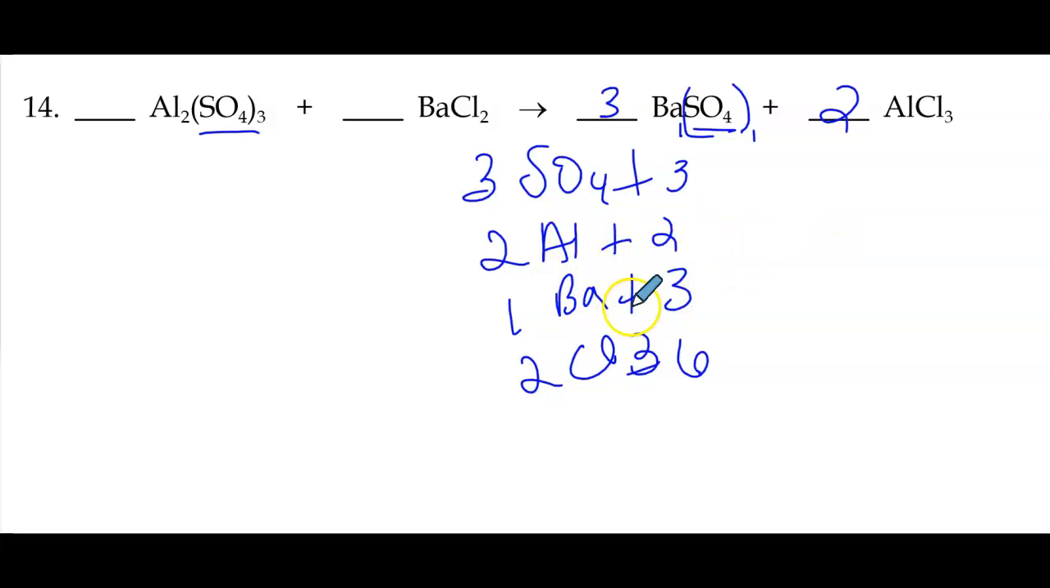My bariums are unbalanced. I got to get barium to a 3. Put a 3 here, which makes this go to 3. And my chlorines go to 6. 3 times 1 is 3. 3 times 2 is 6.